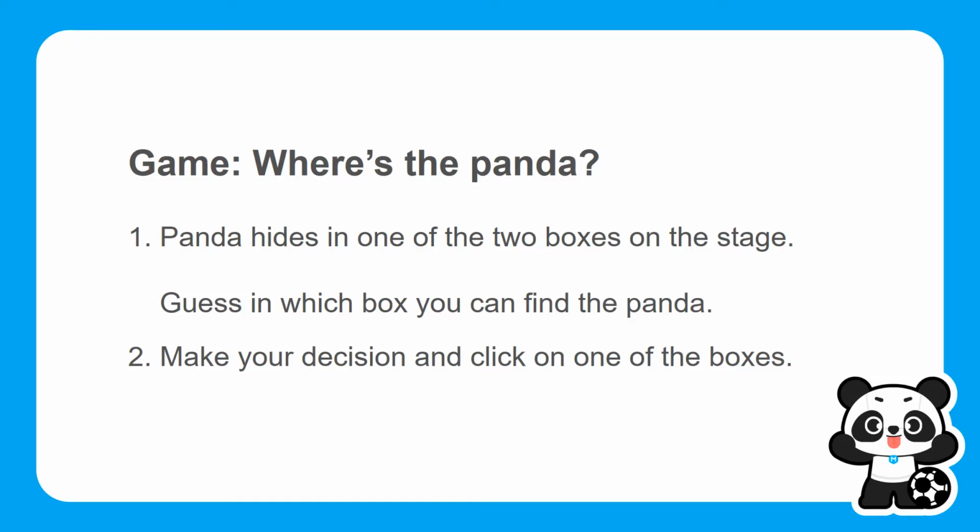The rules of the game are as follows. Panda hides in one of the two boxes that are shown on stage. The player needs to guess in which box the panda can be found. Once the player decides which box the panda is in, the player will then click on the box. Based on whether the panda is in the correct box, fireworks or a bomb will be displayed on screen.